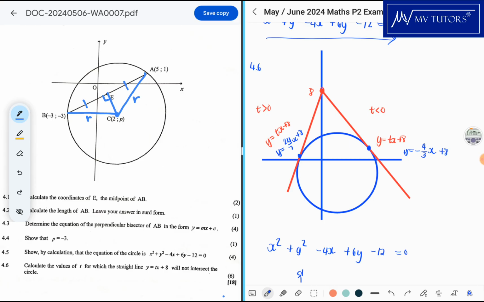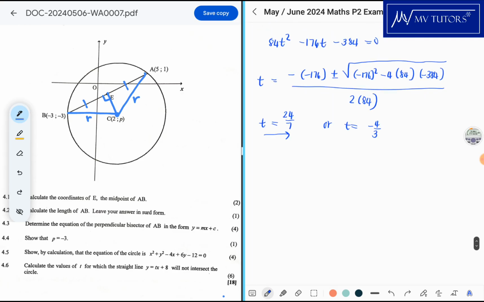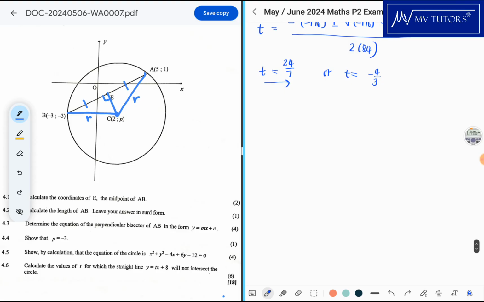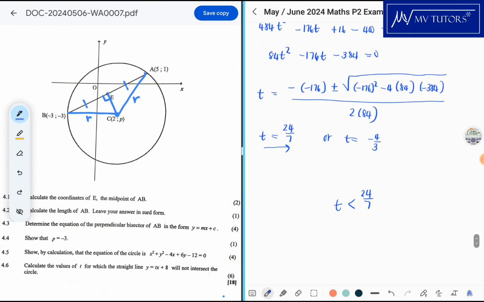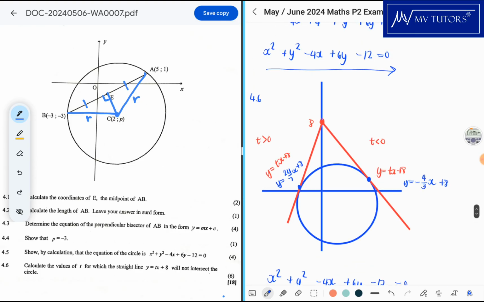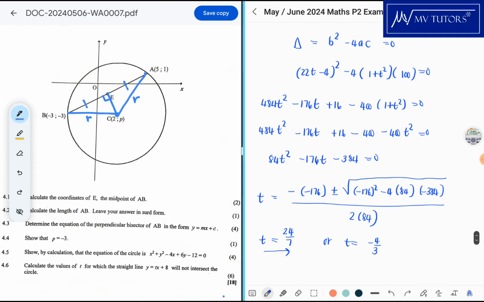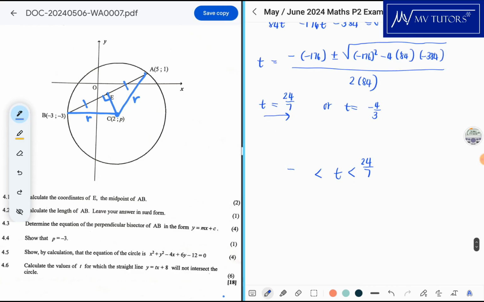All right, if we go back, we have two options over here: 24 over 7, which is the positive one, and negative 4 over 3. So 24 over 7, that's like the steeper one. We're going to have to consider smaller values. So t is actually smaller than 24 over 7. Then we have negative 4 over 3, and we're going to have to consider values that are bigger than that because it extends that side. So t has to be bigger as well, bigger than negative 4 over 3.